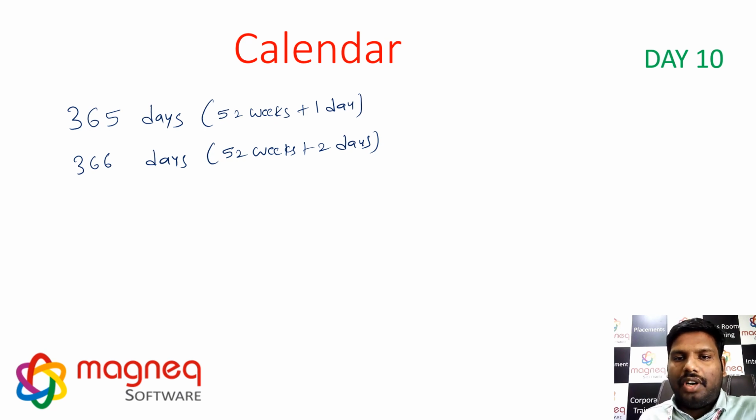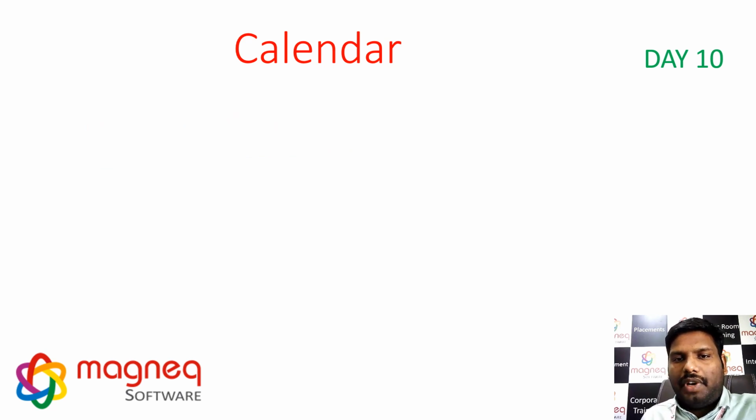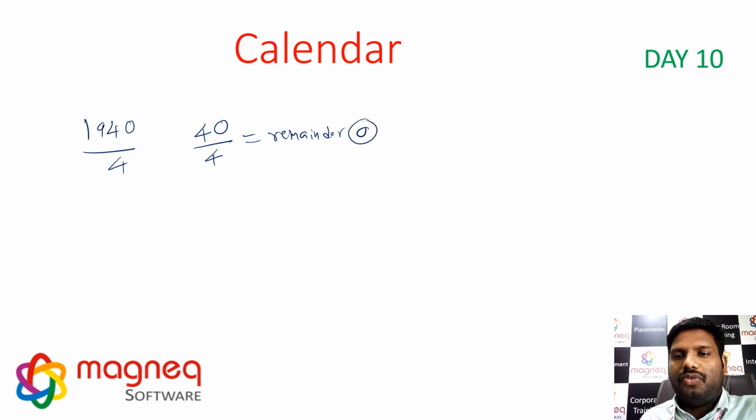So how to find out a leap year? For example, 1940. So 40 by 4. What is the divisibility rule for 4? The last two digits should be divisible by 4. So remainder 0. So 1940 is a leap year.